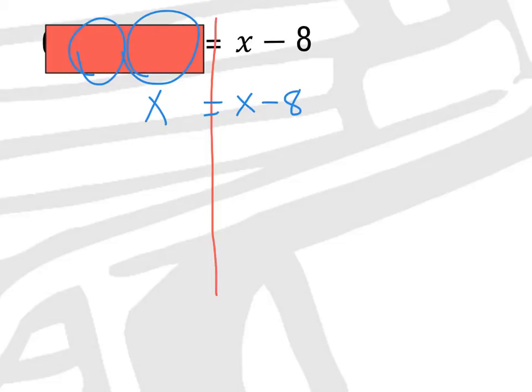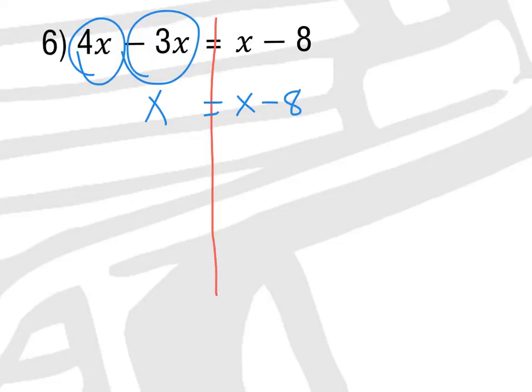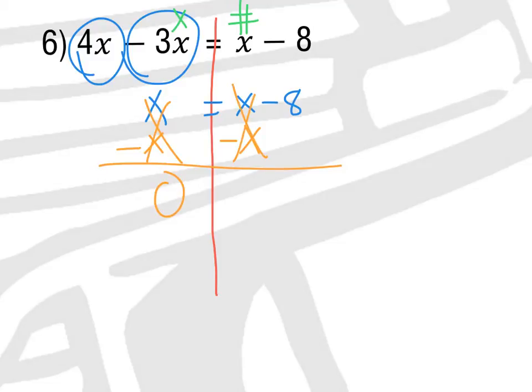And then my next step is to label my sides. So I have x's on one side and my numbers on the other. Well, it looks like there's only one thing out of place because I have an x over here and my x's should all be on the left. So to get rid of that x, I'm going to minus x from both sides. And I get 0, because those cancel, and those cancel, equals -8.